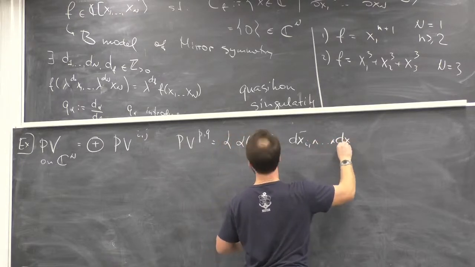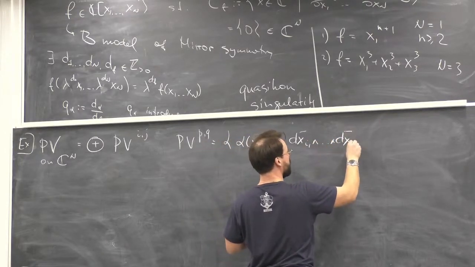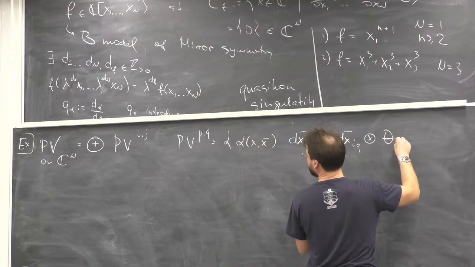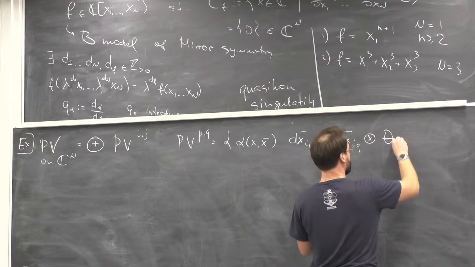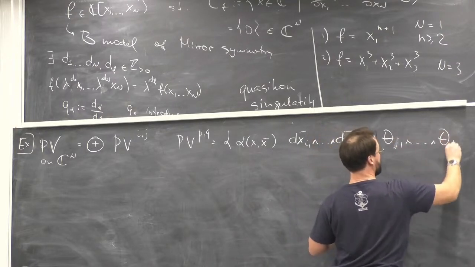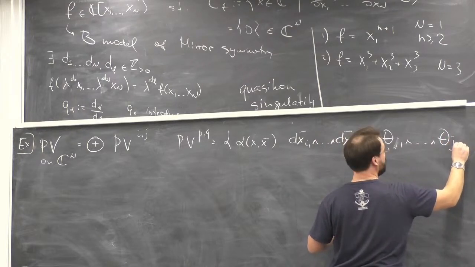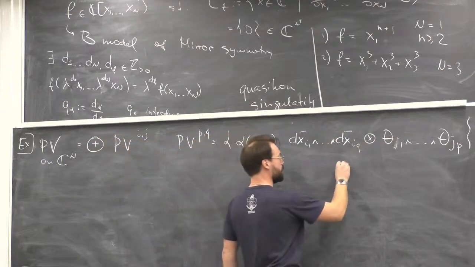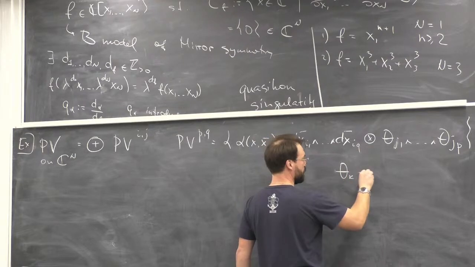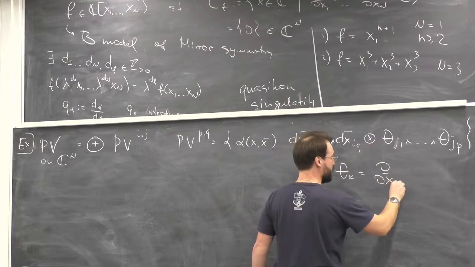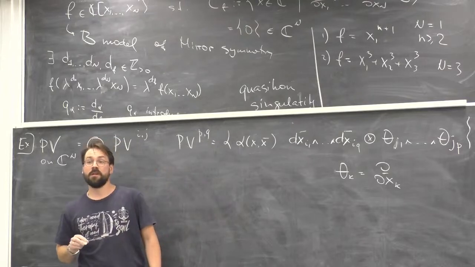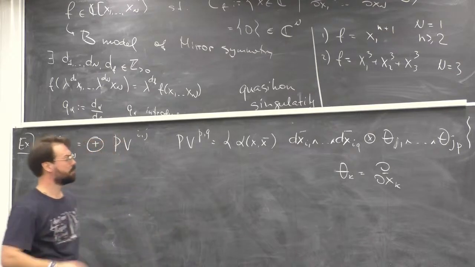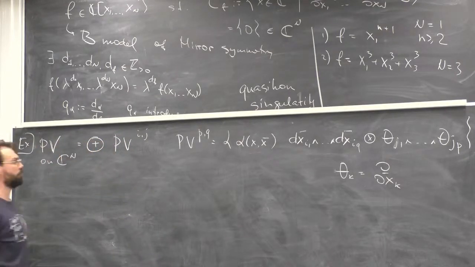So I have q dx bars, and additionally I put here thetas, p of them. I will write thetas, but actually one can think of theta as d by dx_k without the bar. So that's basically a letter that will make some formula easier.